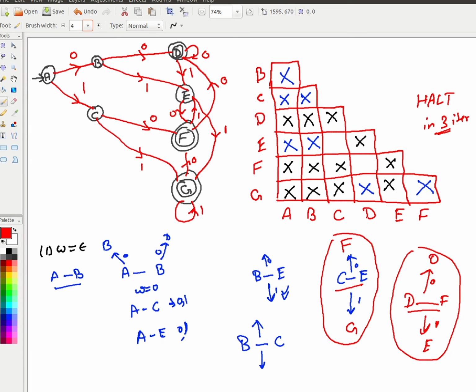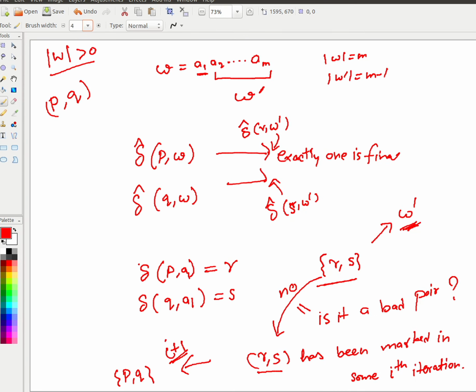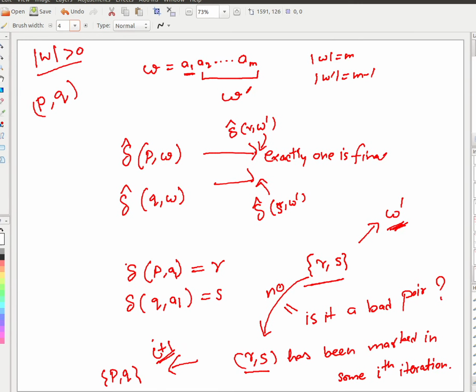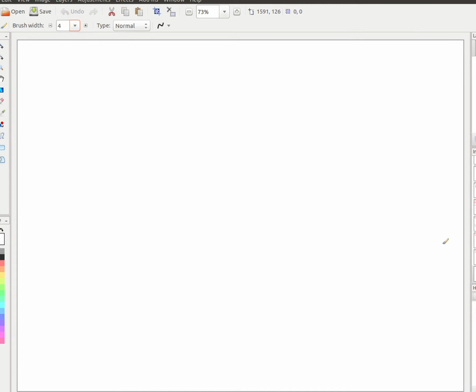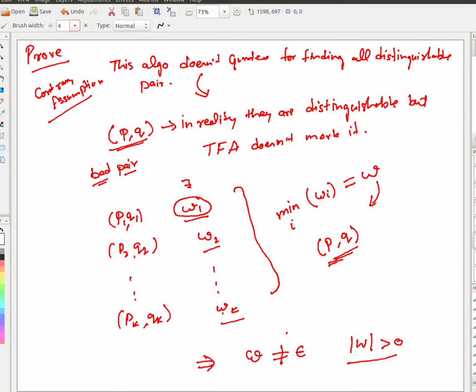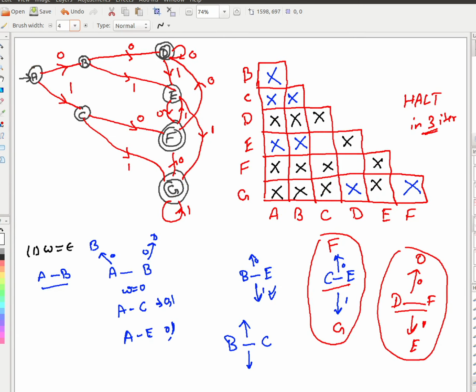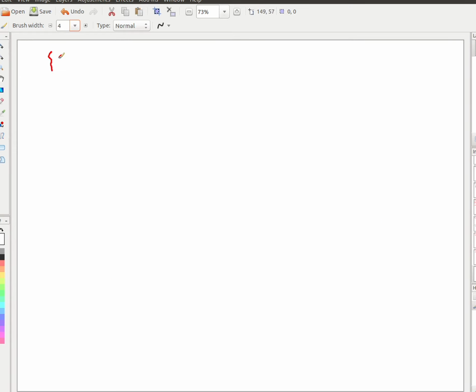So 2 tuples we got as, right. So these 2 tuples are actually marked as, okay. So these 2 tuples, what are these 2? This one is CE and DF. Okay, CE and DF.